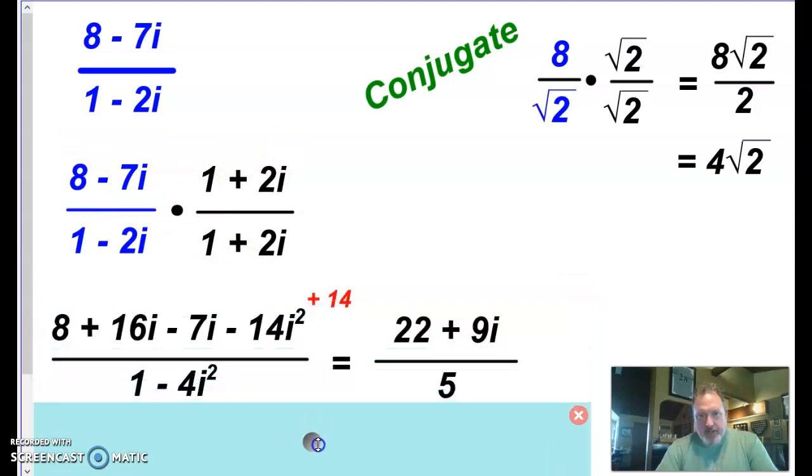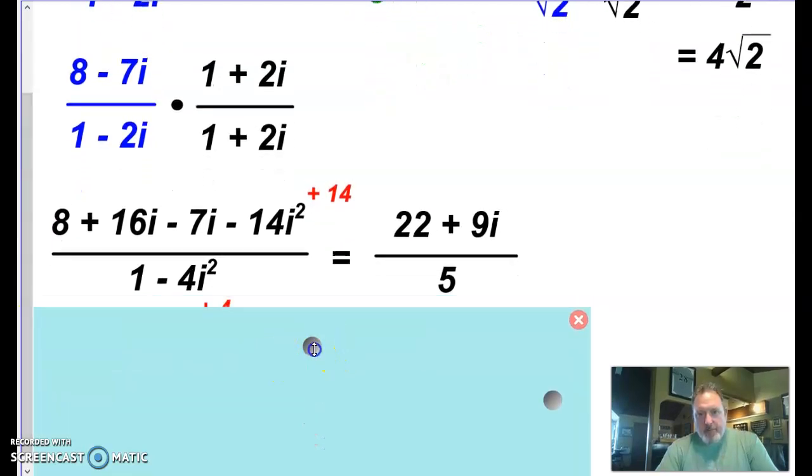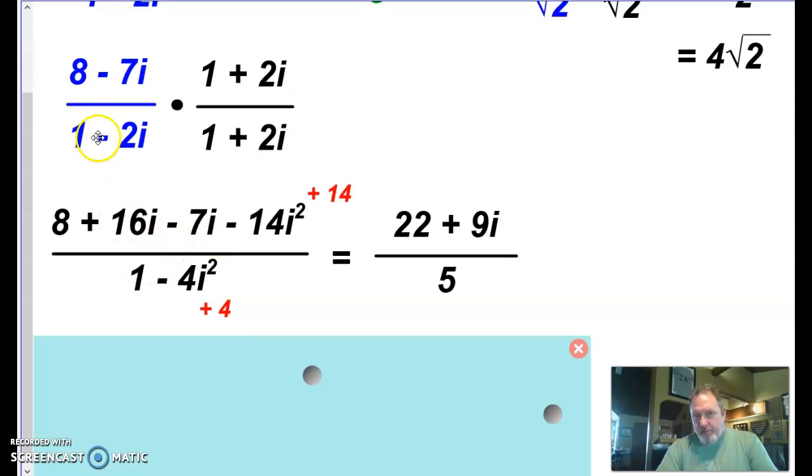When I do that, let me just slide this down here for a second. When I FOIL the top, I get here. I'm going to simplify this negative 14i squared. It's really plus 14, so 8 plus 14 is 22. Combine my i terms for 9i. Do the same thing on the bottom. The middle terms are going to cancel out, so I didn't even write them down here. Negative 4i squared is plus 4, so 1 plus 4 is 5, and that is my answer.